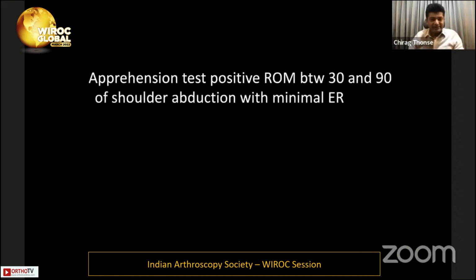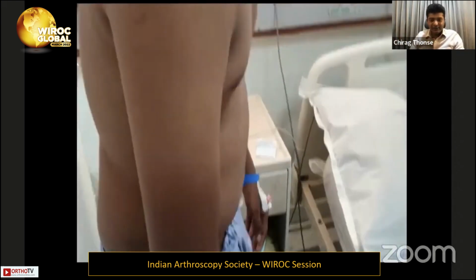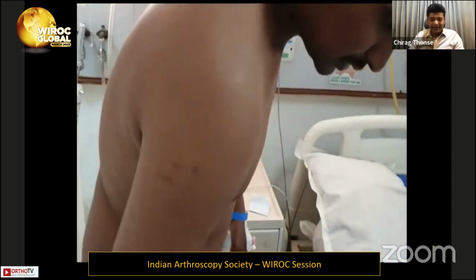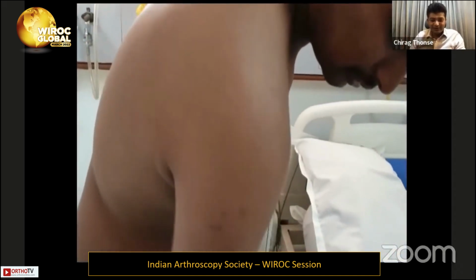They are very apprehensive, and their apprehension tests are usually positive between 30 to 90 degrees of shoulder abduction with minimal external rotation, unlike the soft tissue lesions, where the apprehension test is positive at end range.